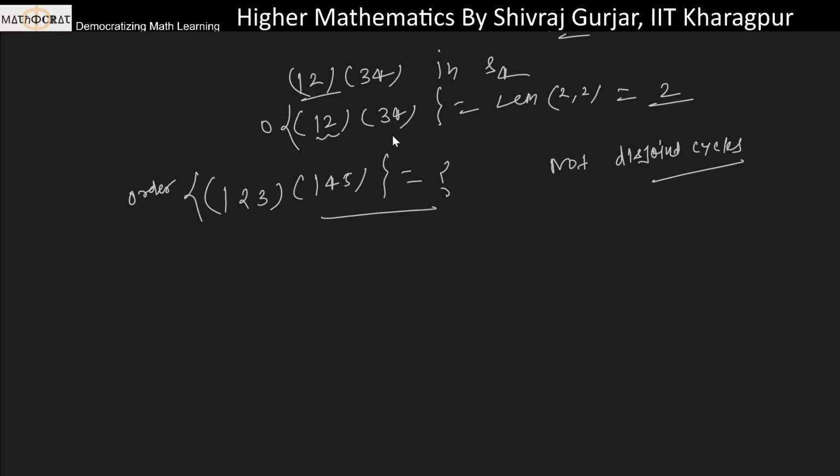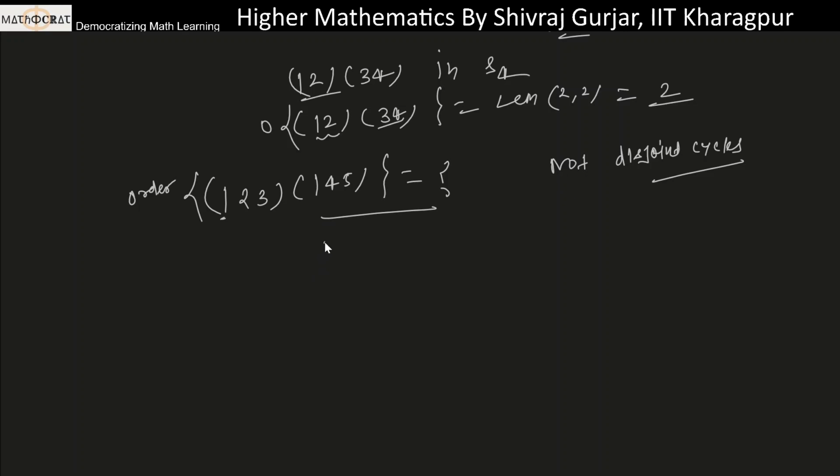These have to be disjoint cycles, means there won't be any element common between these two, indices common between these two, like 1, 2, 3, 4, these are distinct. But in this case what is happening is that 1 is common. So for that first we have to break it into disjoint cycles, then only we'll be able to comment on the order of it.